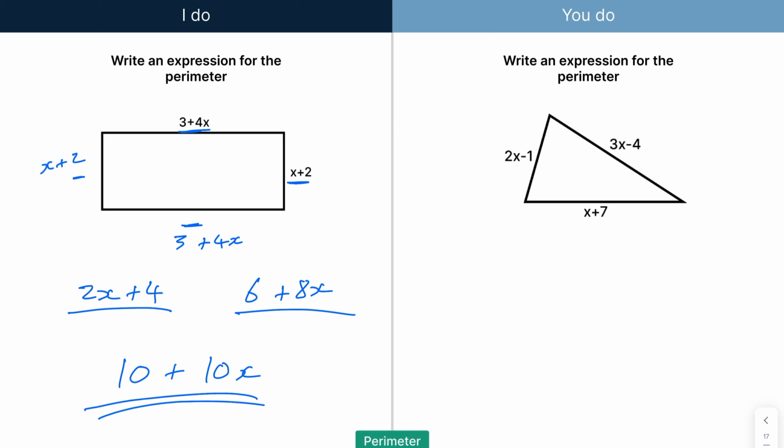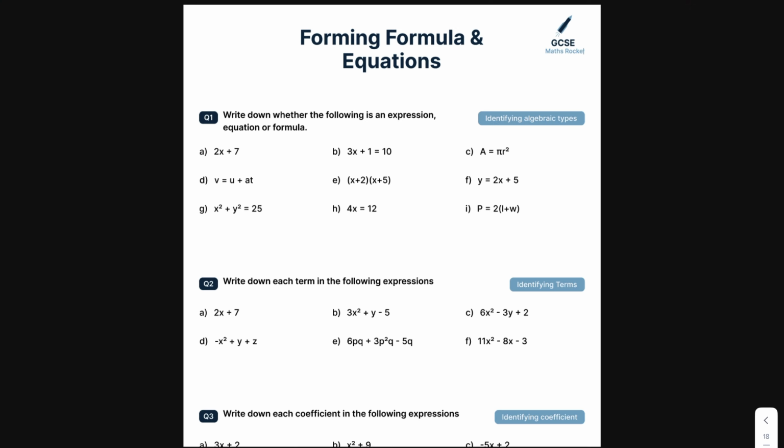And hopefully you've pressed pause and had a go on the right. So you're just adding all of that together. That's 3, 4, 5, 6, so that's 6x. And then you've got minus 5 plus 7, which becomes 2. So that is your final answer there for the expression.